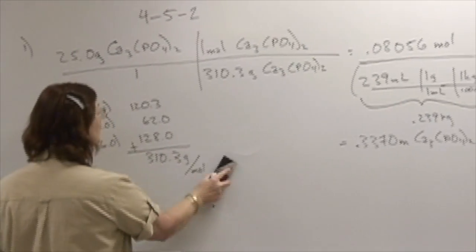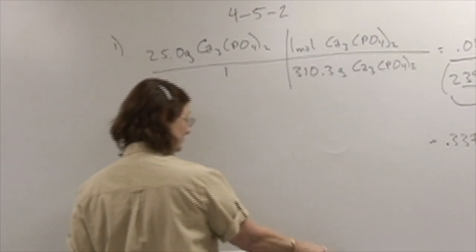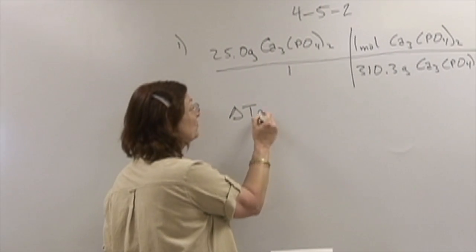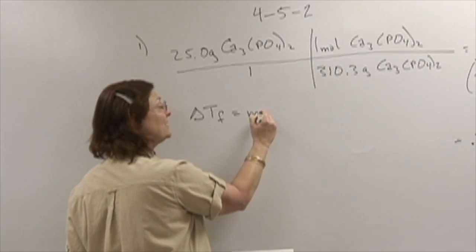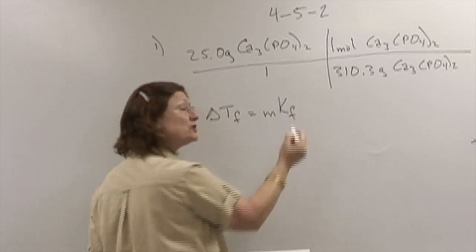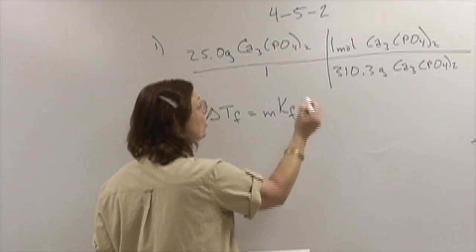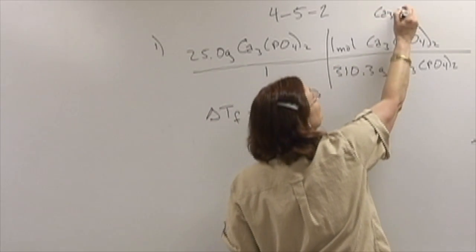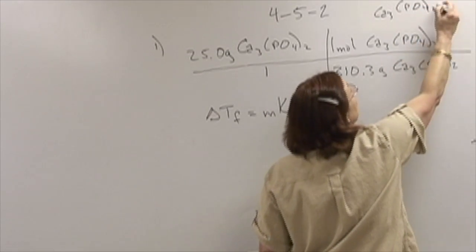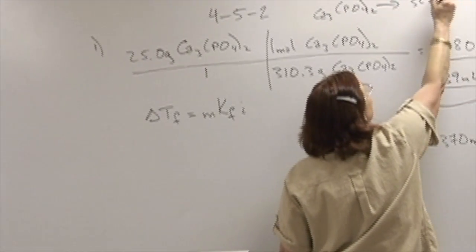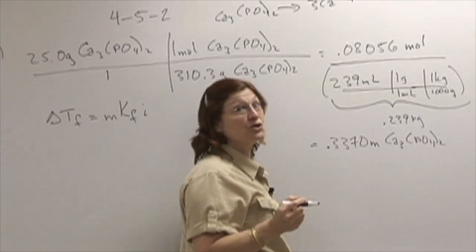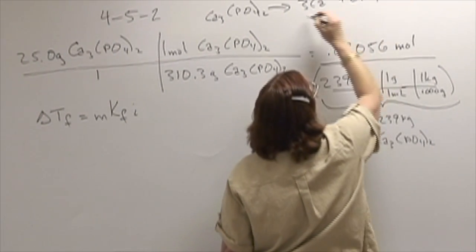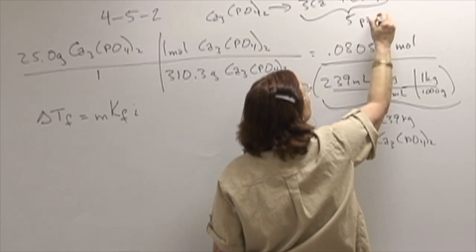And now, in order to get the freezing point and the boiling point of the solution, first I'm going to do the change in the temperature of the freezing point is equal to the molality times the freezing point depression constant times the number of particles. Well, I know that calcium phosphate is going to give me 5 particles. I get 3 calcium ions, and they must be ions because without the charge, they're not ions. And I have 2 phosphates. So we have a total of 5 particles.